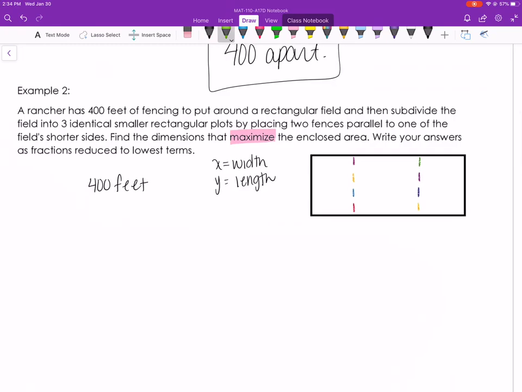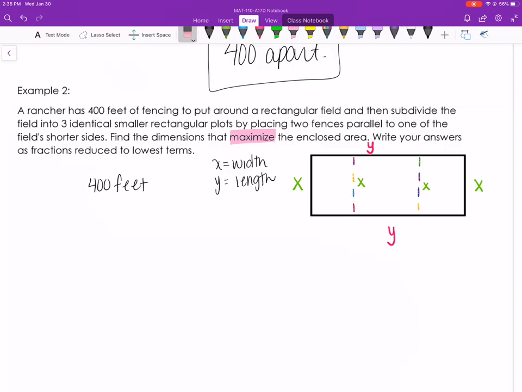Okay? So that means that's x, because that is my width, and this is y, because that's my length. Now, because these are all rectangles, that means the top is y, because opposite sides of a rectangle are congruent. This other side is x, and all of these little pieces in the middle are also x. Okay? So there's my variables all set up.